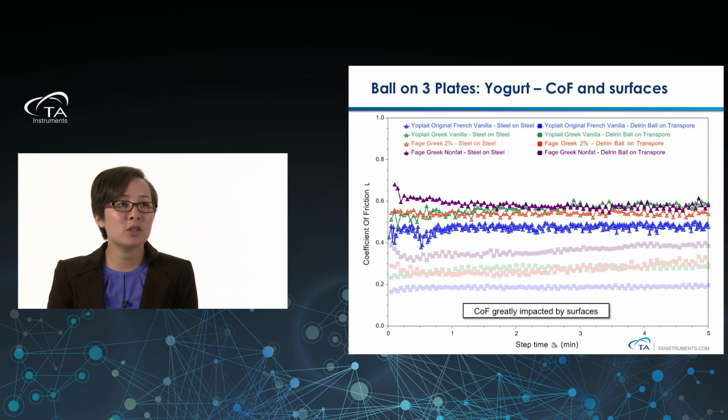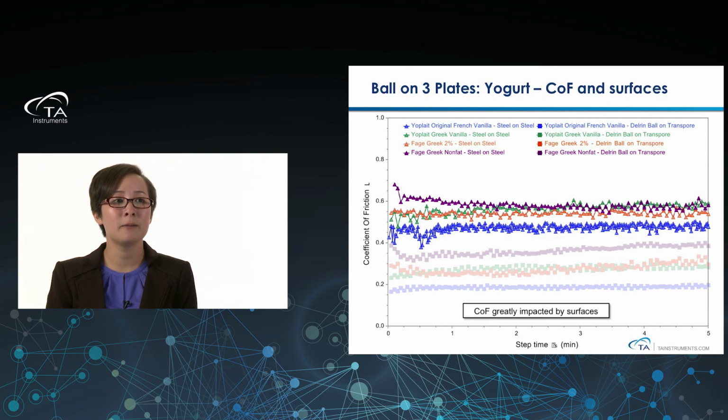And you can see here, in dark purple, we have the Fage Greek non-fat versus the orange, which is the Fage Greek 2%. And so that had a little bit more fat added into it. The Yoplait Greek vanilla in green, and then the Yoplait original French vanilla in blue. And you could see that the French vanilla had the lower coefficient of friction, whereas the Fage Greek non-fat had the highest. But the Yoplait Greek vanilla and the Fage Greek 2% had actually very similar coefficients of friction throughout the entire test.